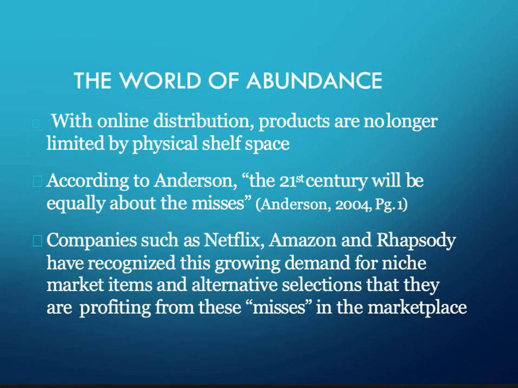In terms of abundance, today with the internet, distribution is massive. It's worldwide. So here are some companies like, for example, Netflix, Amazon, Rhapsody. There's a growing demand of a niche market for those products that haven't been sold. For example, today we see products such as movies, even if they are not popular, being introduced. And today you see Netflix, for example, making their own movies, and some of them are quite good quality.